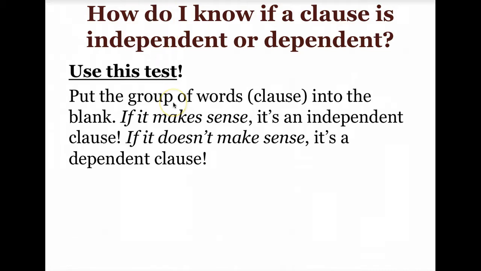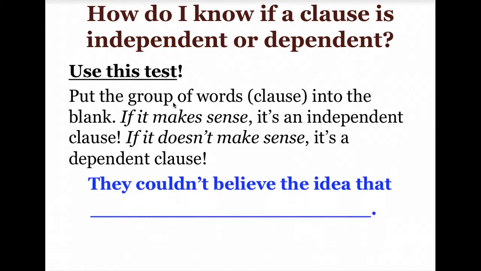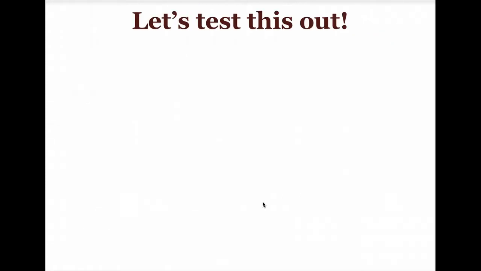So now I'm going to show you this blank you're going to put it into. They couldn't believe the idea that blank. So basically, if you have a group of words, say you're trying to figure out if a sentence is complete or not, if it has enough information, or if it could be considered a fragment, all you have to do is put it in this blank. If it makes sense, you're good. It's an independent clause. It could be a sentence on its own. If it doesn't, it's a dependent clause and it needs more information, or it needs an independent clause with it. So, kind of abstract right now. Let's try this. Let's test it out.